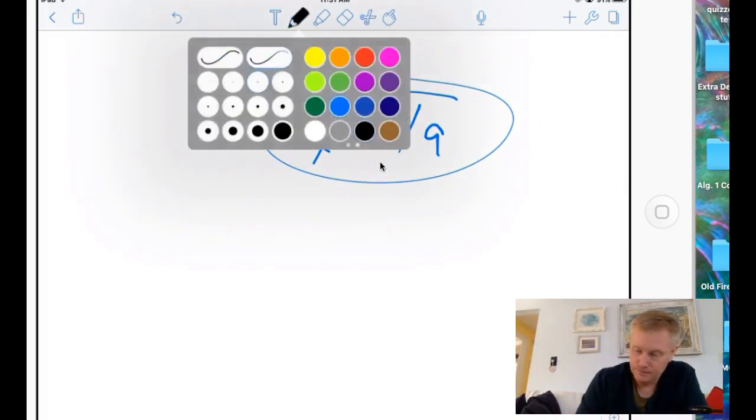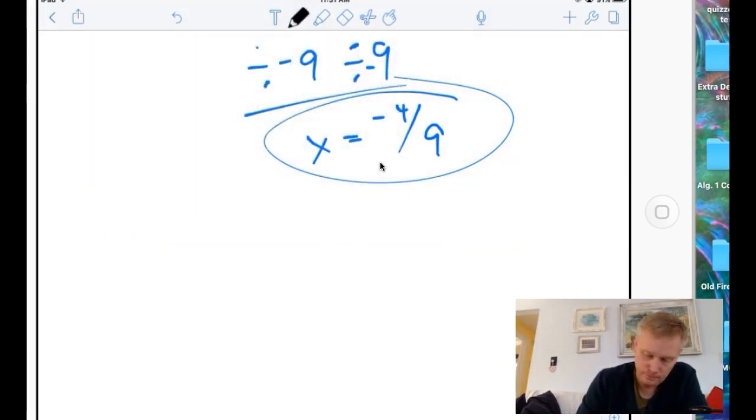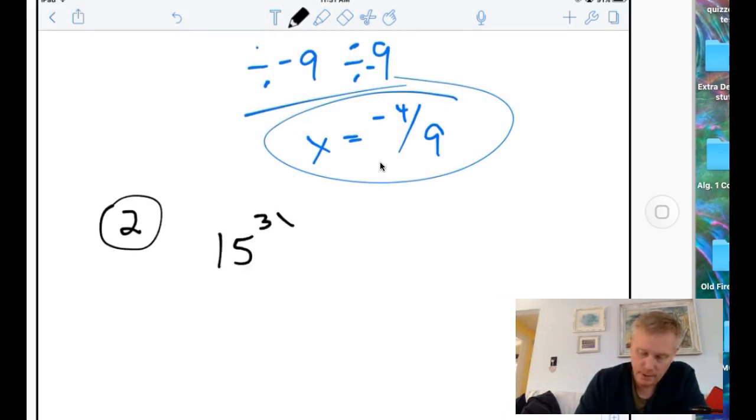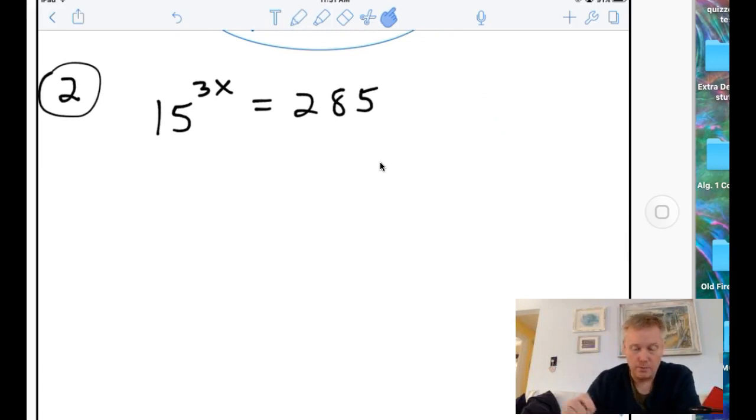Number 2. 15 to the 3x equals 285. All right, so this one, it would be nice if that was a change of base. Unfortunately, I checked quickly, and 285 is not a power of 15. I'm kind of out of luck there. So what I'm going to do is go with one of the other strategies.